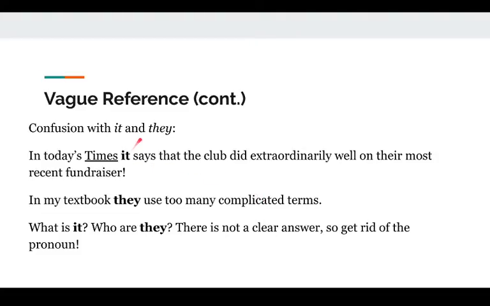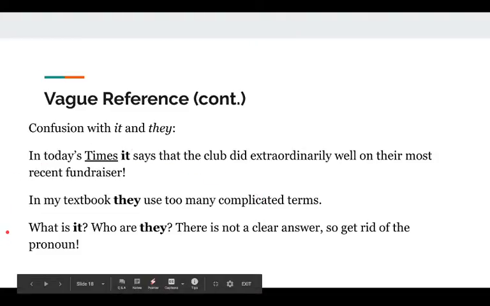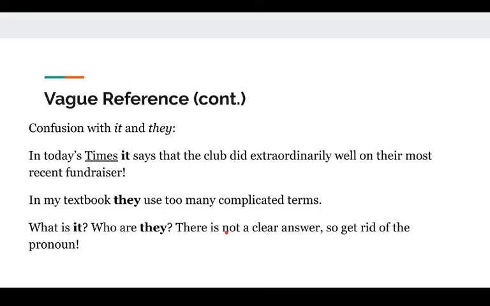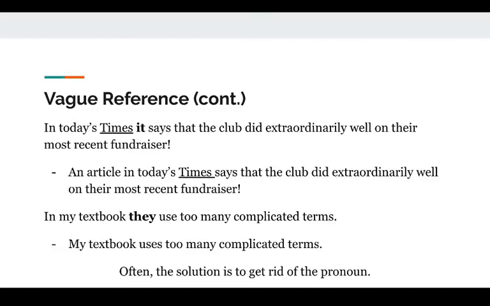So the problem is we ask ourselves these questions. What is it and who are they? There isn't a single clear answer, so we have to get rid of the pronoun to make the sentence make sense and get rid of the vague reference.